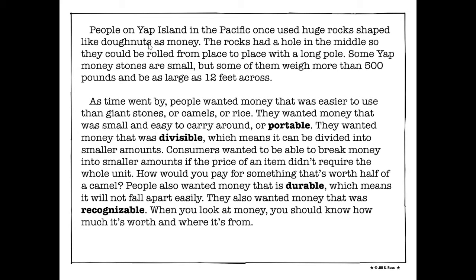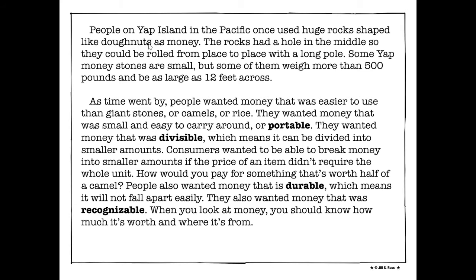As time went by, people wanted money that was easier to use than giant stones or camels or rice. They wanted money that was small and easy to carry around, or in other words, portable. They could carry it because it was a portable thing. They wanted money that was divisible. Think about that word. It has the word divide. Divisible, which means it can be divided into smaller amounts. Consumers wanted to be able to break money into smaller amounts if the price of an item didn't require the whole unit. How would you pay for something that's worth half a camel? You're not going to cut a camel in half.